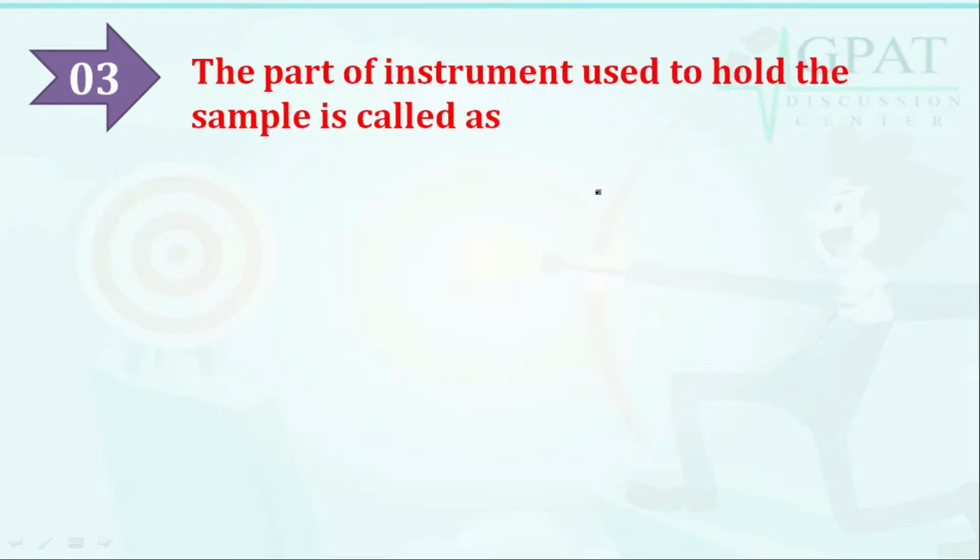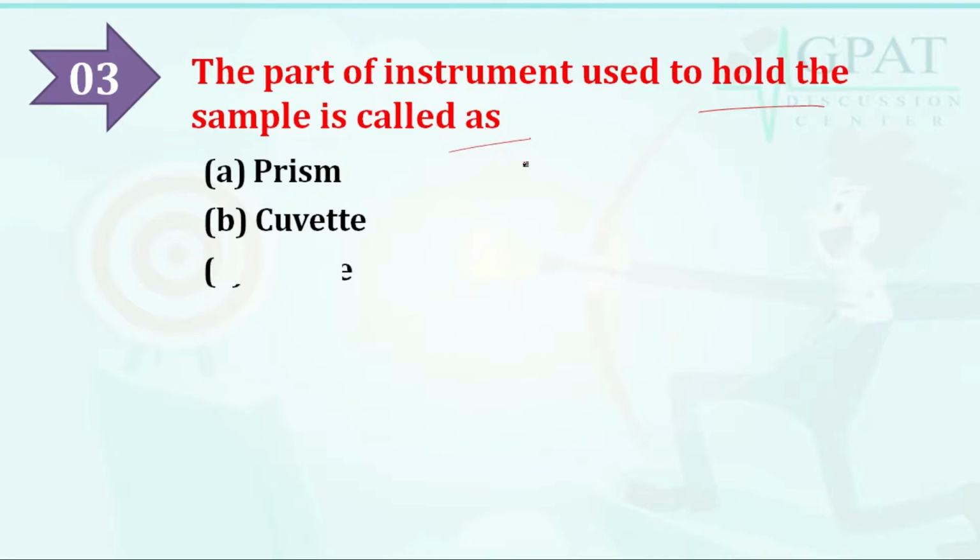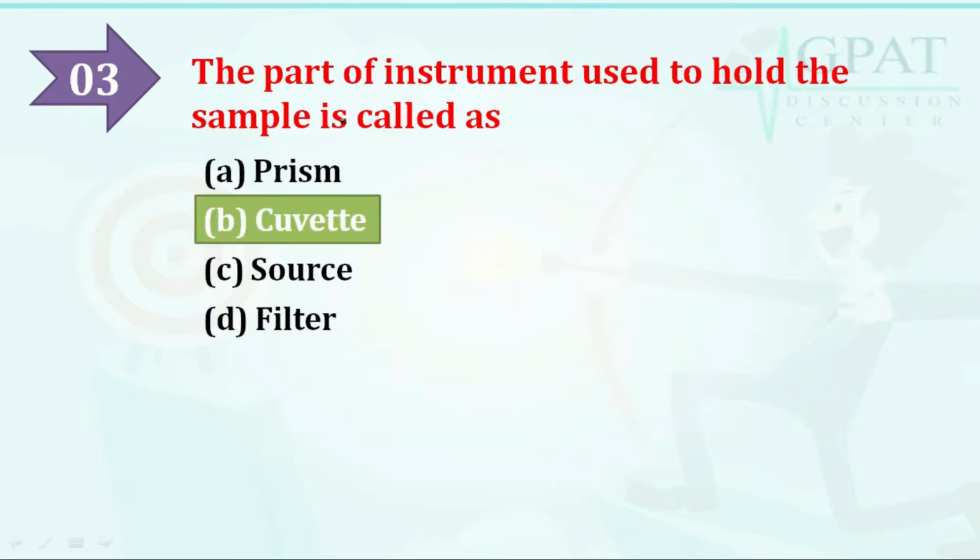The part of the instrument used to hold the sample is called: option A is prism, option B is cuvette, option C is source, option D is filter. So which one is the part to hold the sample? The correct answer is cuvette. Cuvette is used to hold the sample.